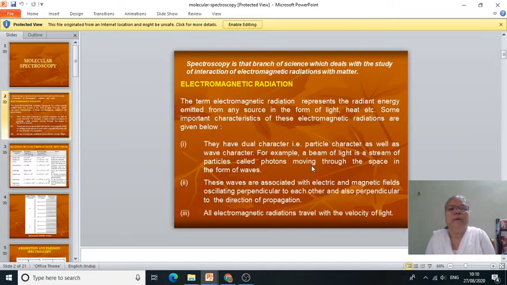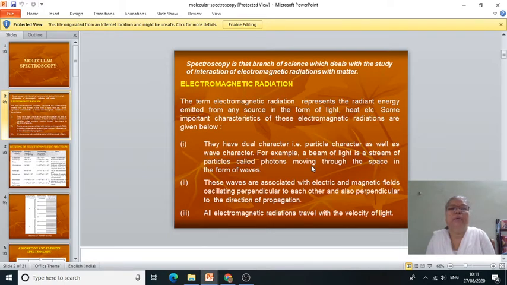And if you have any difficulty in understanding the first chapter, elementary quantum mechanics, you can ask me and get that chapter properly studied. It is an important one. So let us begin with the second chapter, and the name of the chapter is spectroscopy.